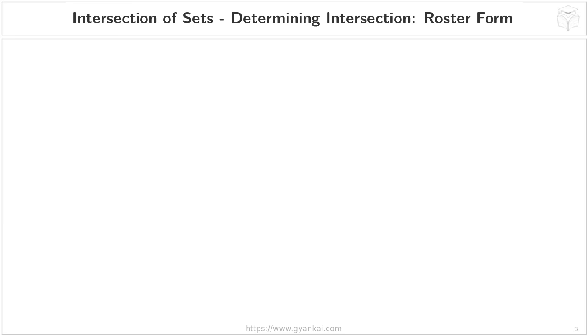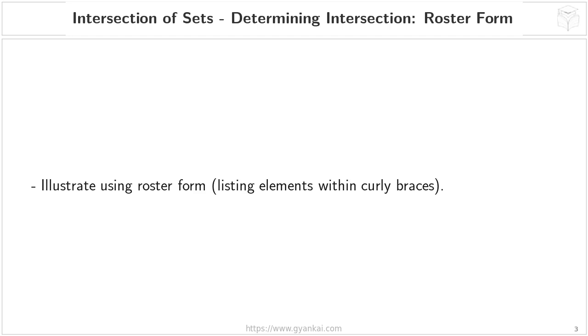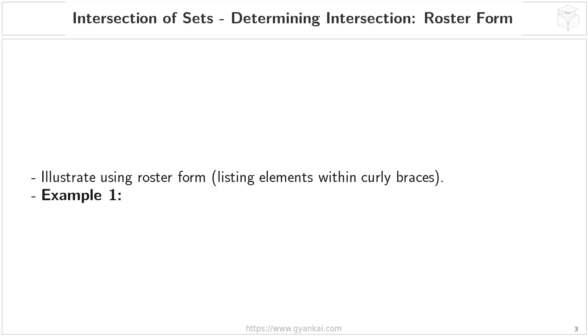Intersection of sets: determining intersection, roster form. So now we're going to work through some examples to really solidify our understanding of how to find the intersection of sets. As we discussed on the previous slides, the intersection is all about finding the elements that are shared between 2 or more sets. We'll be using what's called roster form here. This simply means we'll list out the elements within curly braces. That's how we represent sets, remember.